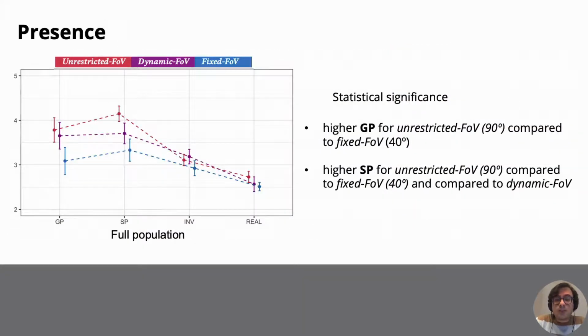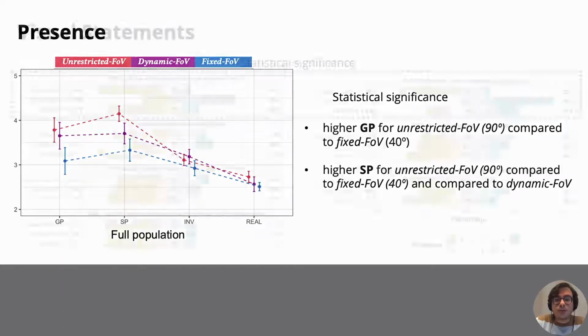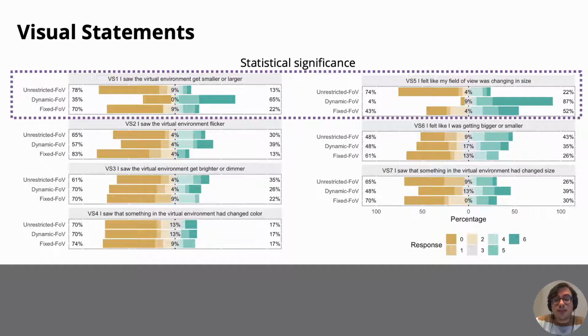As expected, participants who experienced the unrestricted field of view reported higher values for general presence and spatial presence compared to the fixed field of view. For the dynamic field of view, these values are closer to when there's no restriction. Dynamic field of view is noticeable, as expected, since it's the only condition where the field of view varies, but it was also mostly well accepted by participants in terms of enjoyability and comfort.